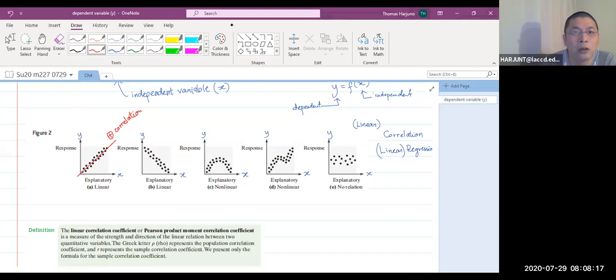While if the line that fits the data has negative slope, then we say it has negative linear correlation, or negative correlation.